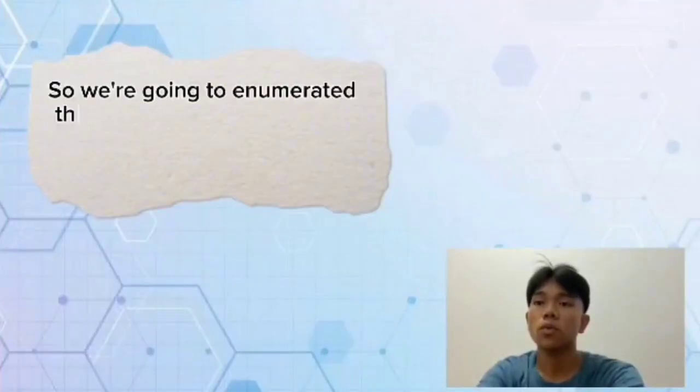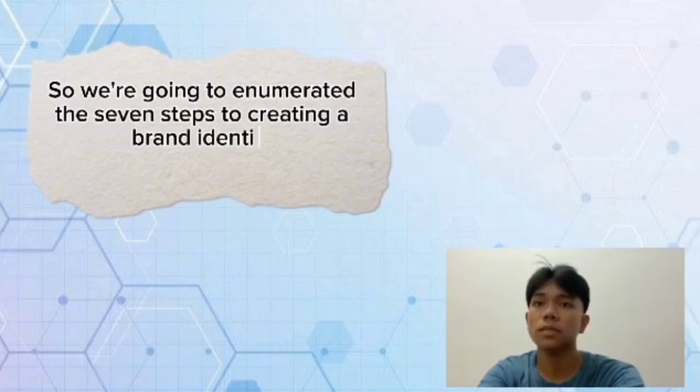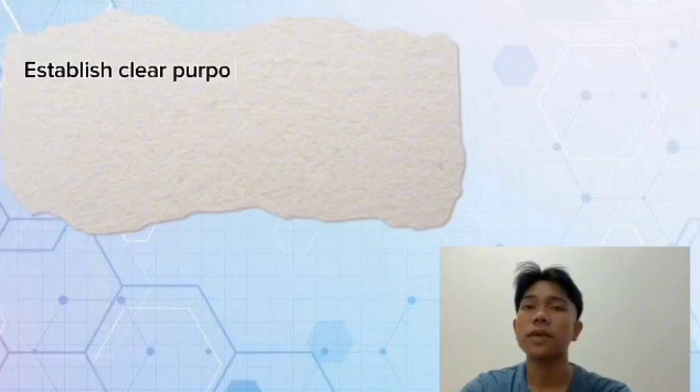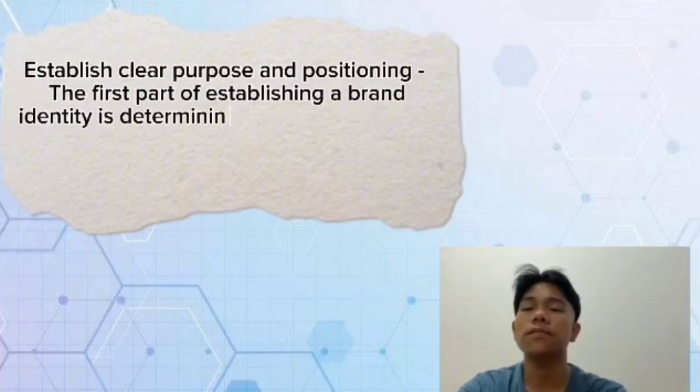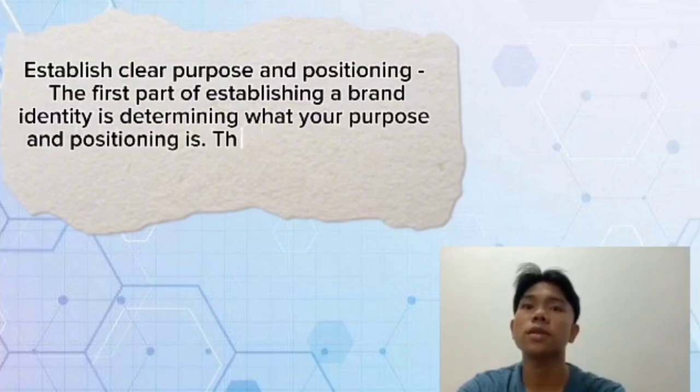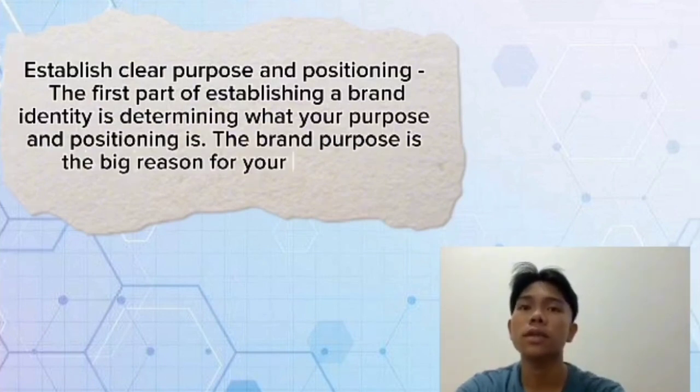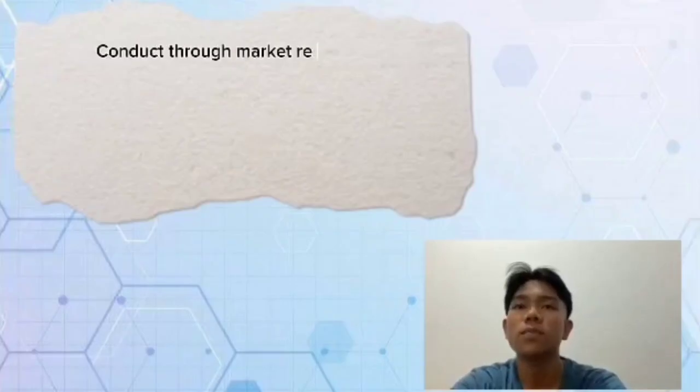We're going to enumerate the 7 steps to create a brand identity. The first step is to establish clear purpose and positioning. The first part of establishing a brand identity is determining what your purpose and positioning are. The brand purpose is the big reason for your existence. For step 2, conduct thorough market research.